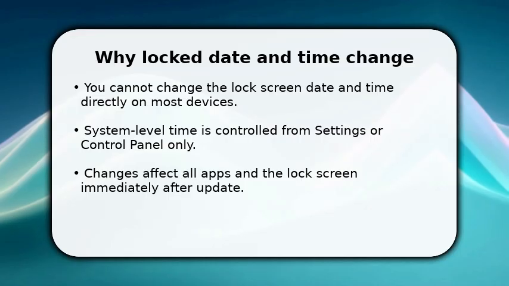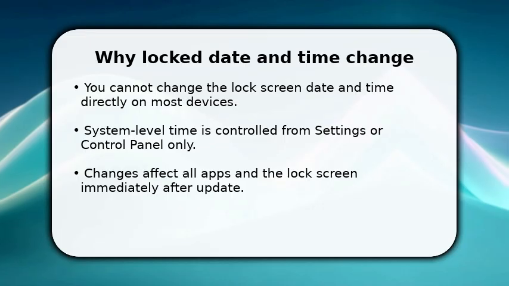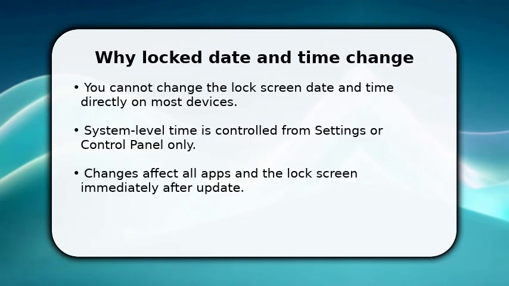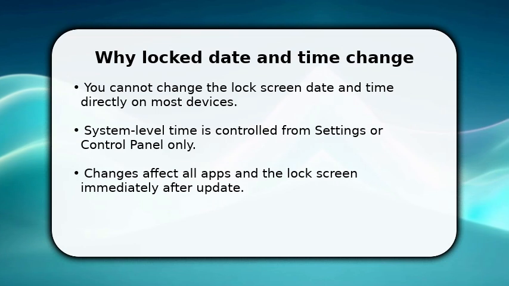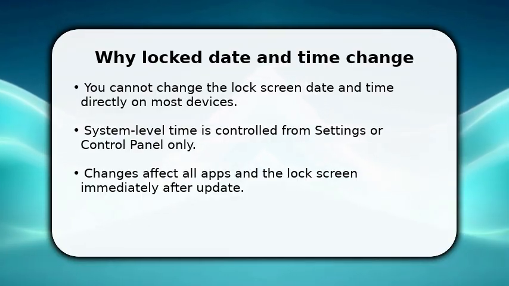Open Settings or Control Panel to access date and time controls. Only system-level adjustments propagate to the lock screen and notifications. Temporary apps cannot override the global time without system permissions. Follow the system procedure to ensure secure and reliable time updates across your device.